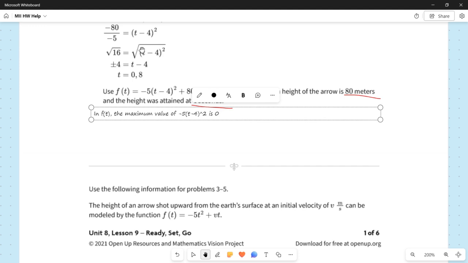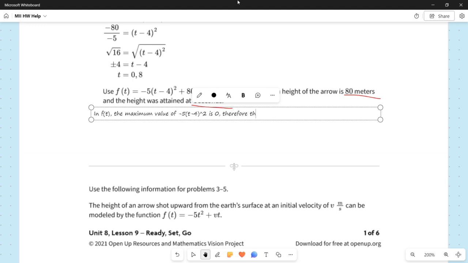If you don't believe me, go ahead and try it out. Try plugging in different values for t, and every single value you get is either going to be a negative number or it's going to be 0. You cannot get a positive value if you plug in a real number for t. So the maximum value for that is 0.